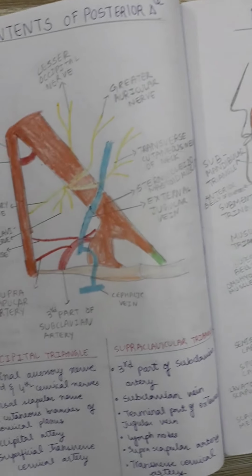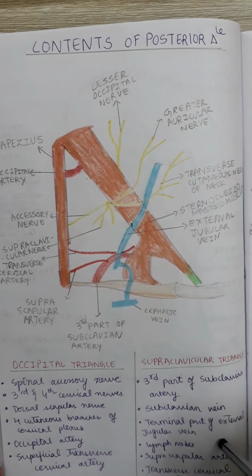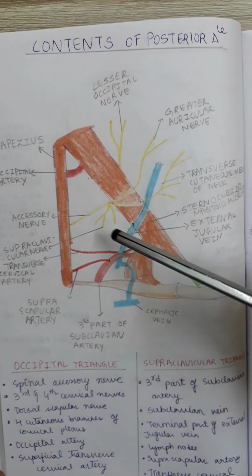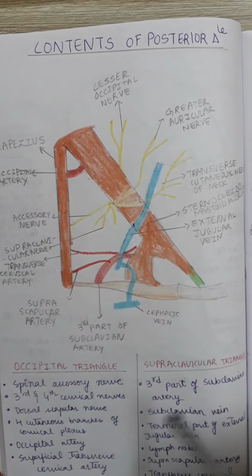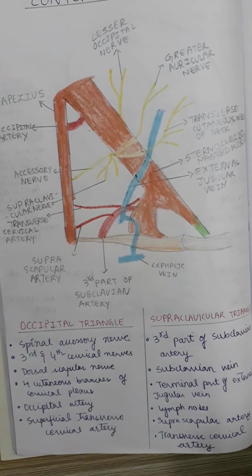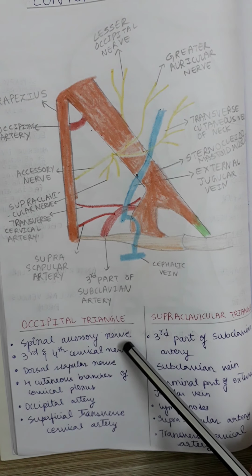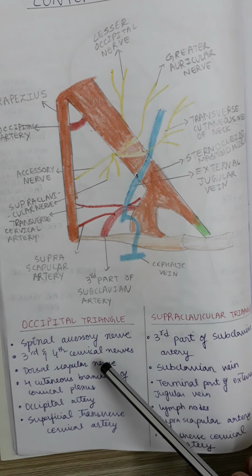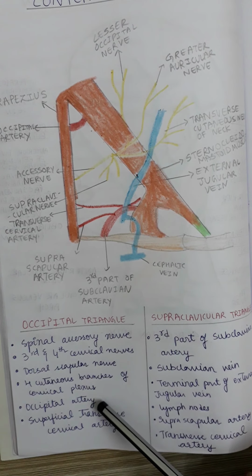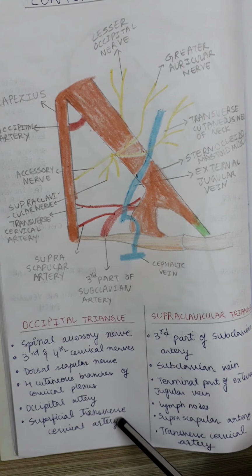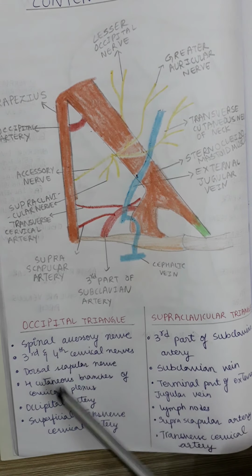Moving on to the contents of the posterior triangle, since we know that the posterior triangle is divided into 2 triangles, the supraclavicular triangle and the occipital triangle, the contents are also divided as such. Firstly, the contents of the occipital triangle: spinal accessory nerve, 3rd and 4th cervical nerves, dorsal scapular nerve, 4 cutaneous branches of the cervical plexus, occipital artery and superficial transverse cervical artery. Occipital triangle, therefore it must have the occipital artery.